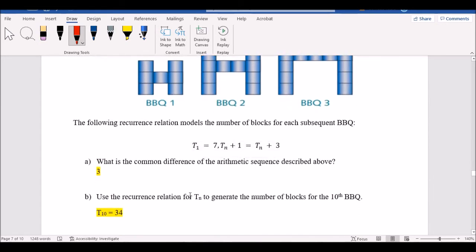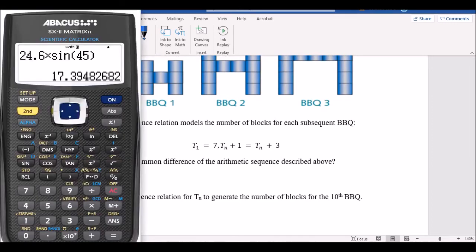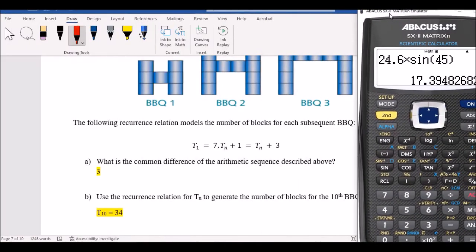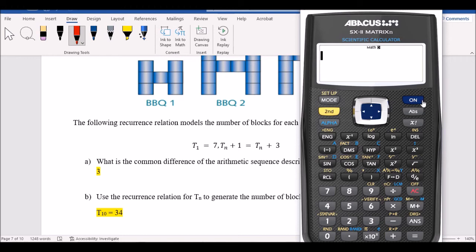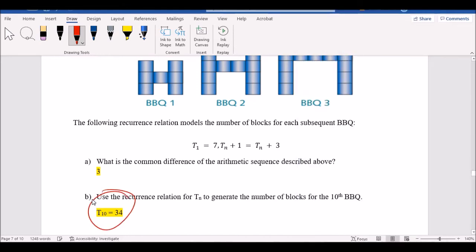So for the 10th barbecue, getting your calculator out, all you've got to do, look at the recurrence relation. You can see that it starts at 7. Oh, sorry, the first term is 7. So make a note of that. That's my first term. And you're adding 3 each time. So we're going to look for how many there are in the 10th barbecue. So how many blocks needed for the 10th? So this is barbecue number 2, 3, 4, 5, 6, 7, 8, 9, 10. So the 10th barbecue is 34.